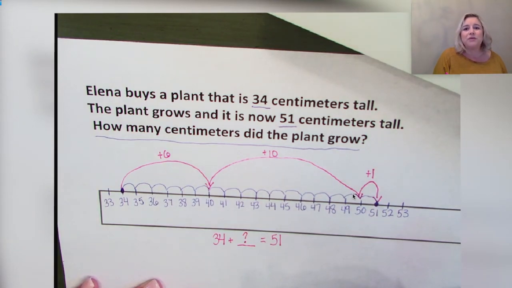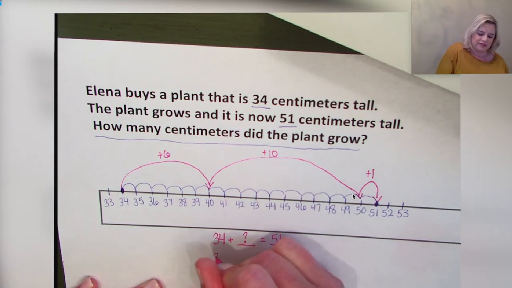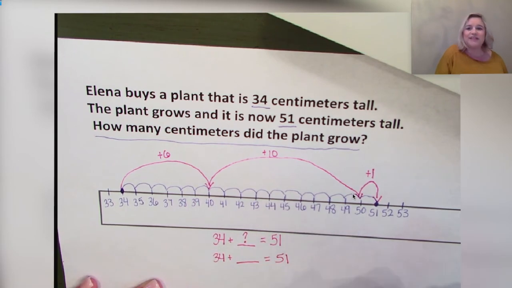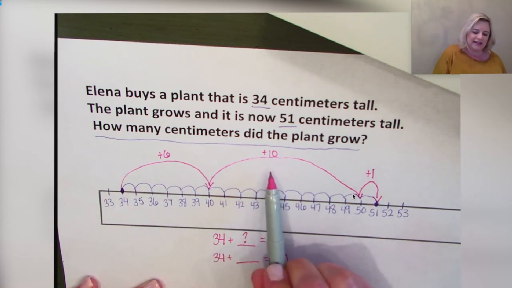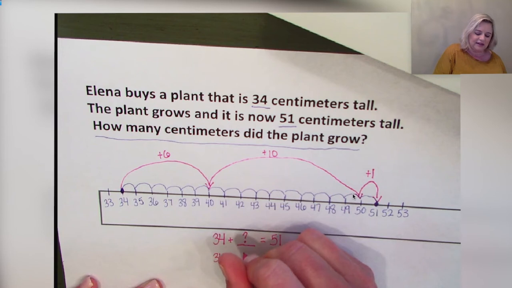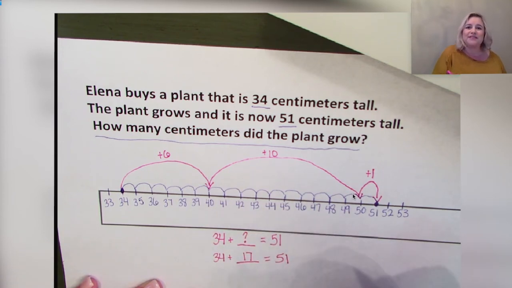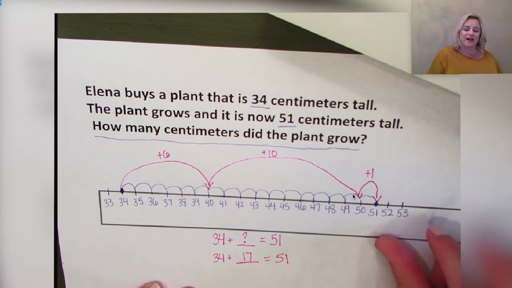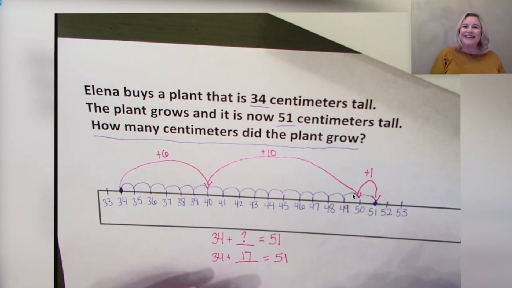Now, let's rewrite the equation showing the missing amount or the missing add-in. We will say 34 plus blank equals 51. We need to go back to our model and add it up. 6 plus 10 plus 1 more is 17. So 34 plus 17 equals 51. So wasn't that fun, boys and girls? We got to figure out our own way to move on the number line, and we found the missing number or add-in was 17.